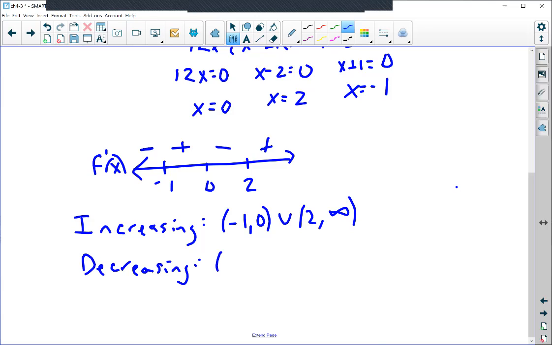And then decreasing from negative infinity to -1, and from 0 to +2.